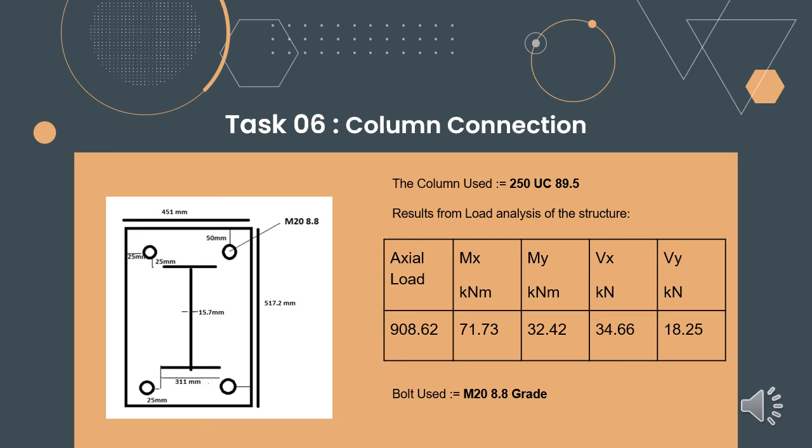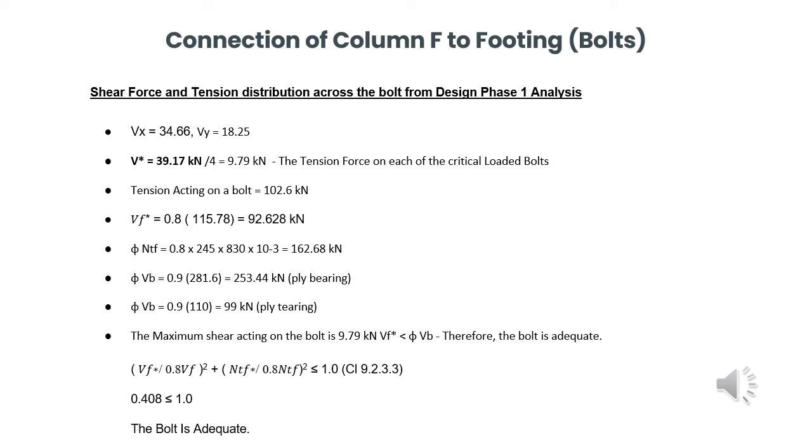On the left side, you can see the rough diagram showing the connection of bolts to the plates as well as the top view of the column, and the bolt used is M20. The maximum shear applied at the connection is 39.17 kilonewton, which is the resultant shear force from the Y and the X direction. There are 4 bolts. Each bolt would experience 9.79 kilonewton. The tension acting on the bolt is 102.6 kilonewton.